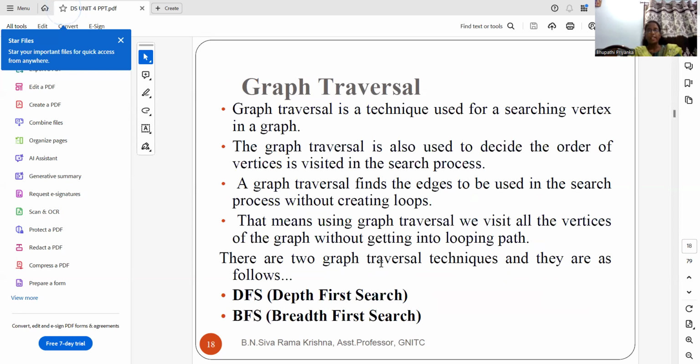graph traversals. Graph traversal is a technique used for searching a vertex in a graph. The graph traversal is also used to decide the order in which vertices are visited in the search process. We have two different types of graph traversal techniques. First one is DFS and next one is BFS. This means we need to visit all the vertices of the graph without getting into loops. We need to visit each vertex at least once.